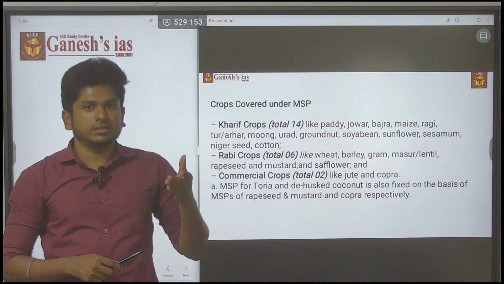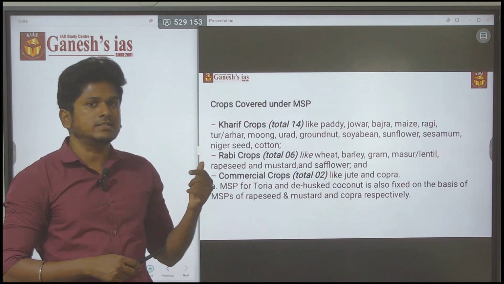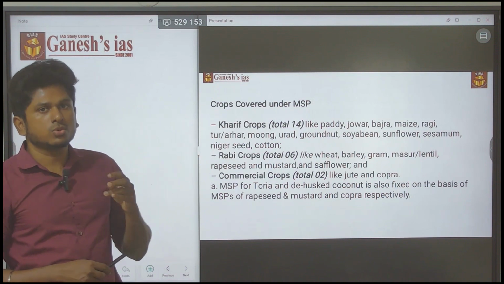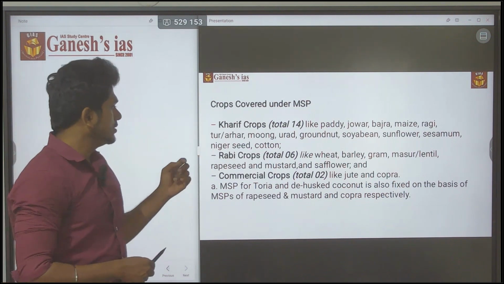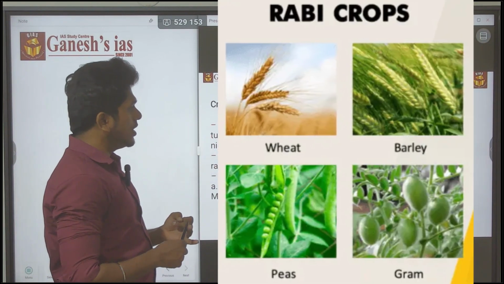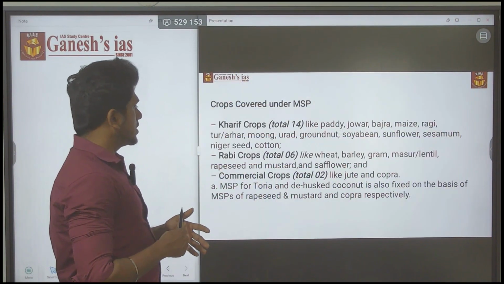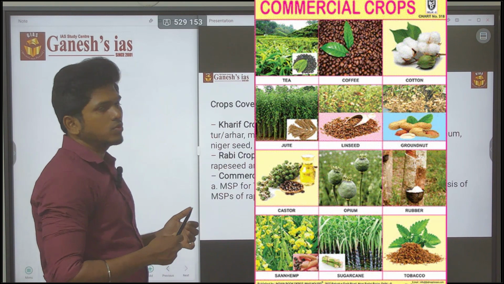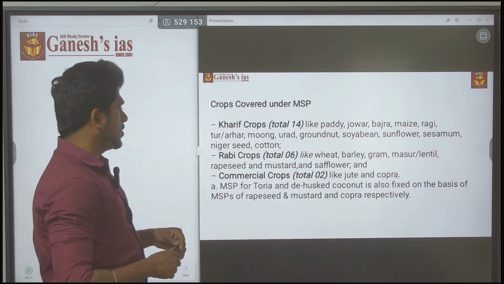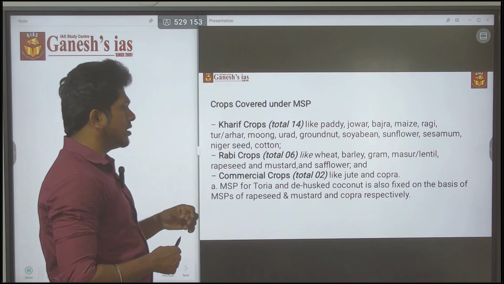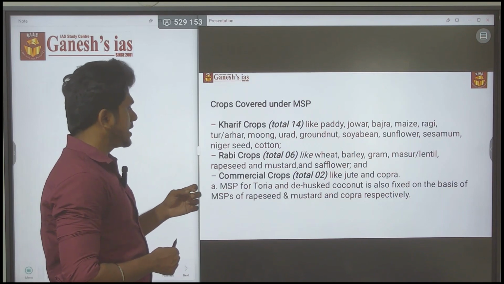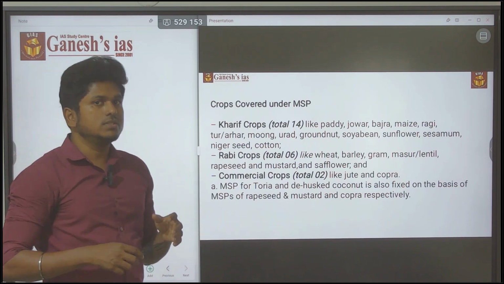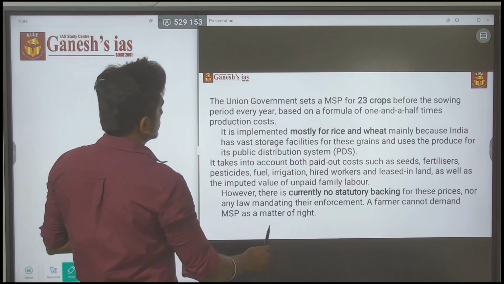That question was purely focused on the Niger seed, in which, among three statements, one says the Government of India is providing the MSP for the Niger seed. So you have to memorize these things. Then the Rabi crops are wheat, barley, gram, lentil, rapeseed and mustard, and safflower. Then the commercial crops are jute and copra. The MSP for Toria and de-husked coconut is fixed on the basis of the MSP of rapeseed, mustard and copra respectively. With this knowledge you can answer this question.